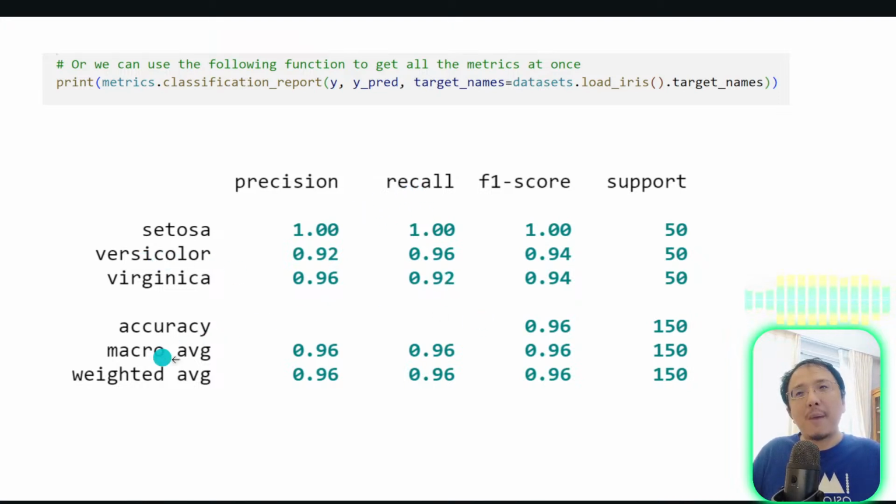So you will see the macro average of this one and this one is typically the same, unless you have some unidentified case. Otherwise, they are the same. They are always the same. So the macro average of precision and the macro average of recall are usually the same.